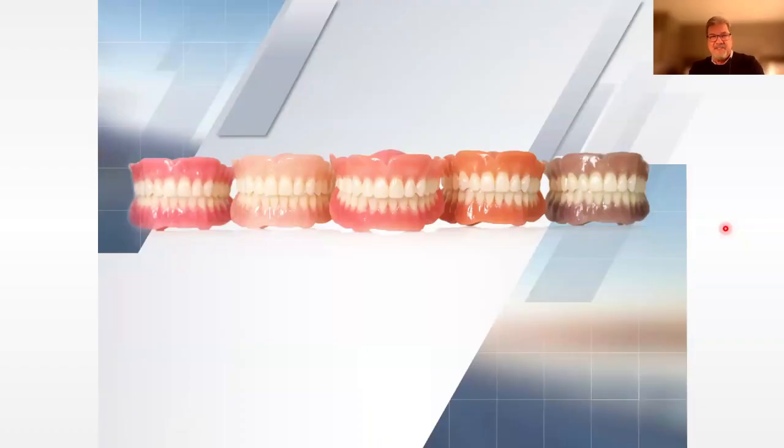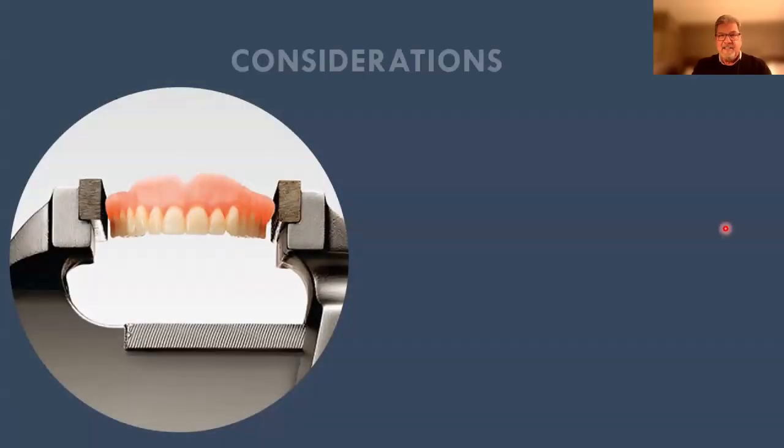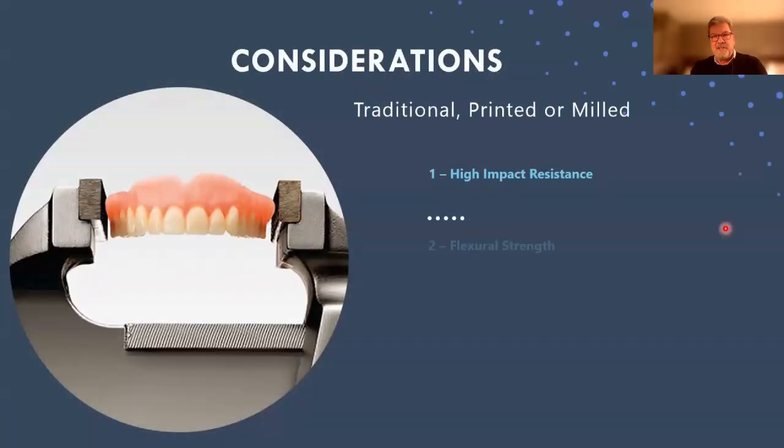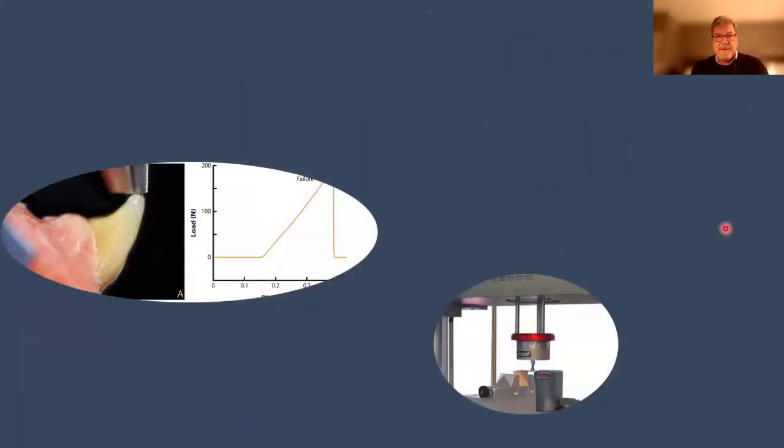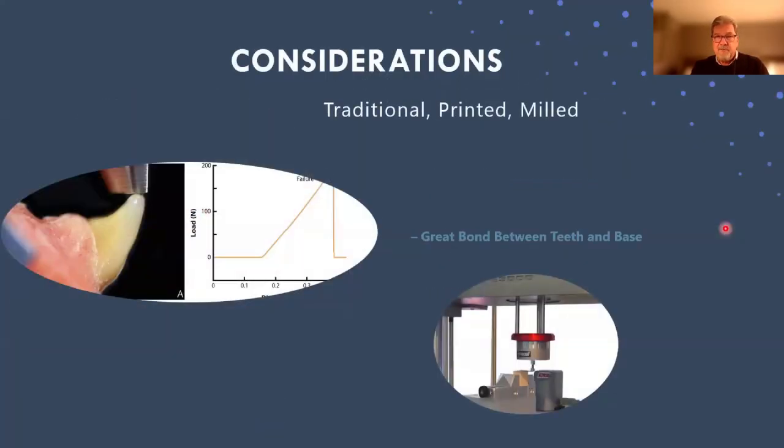These are some dentures I made with just different shades from Diamond D acrylic. I helped introduce this acrylic about 12 years ago on the market. I think it's now the number one acrylic on the market, but really high impact strength, great fit, great aesthetics. I don't get anything for talking about this, but it's my preference for a great acrylic. And we have to look at the considerations with different acrylics on the market. High impact strength, flexural strength, natural looking shades, and also, with traditional, milled or printed, we want that great bond between the denture teeth and the base.